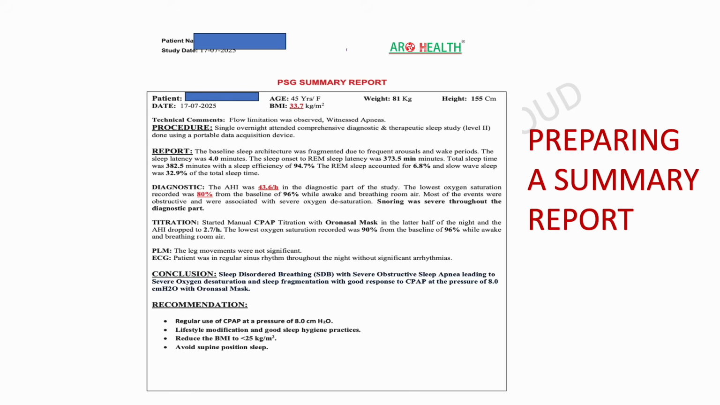We're giving the PLM, we're giving the ECG, even if it was normal, and concluding with the final diagnosis, where we're mentioning that this patient had sleep disordered breathing, what was the severity of the OSA, what was the severity of desaturation, how he responded to the PAP therapy, what was the pressure, what was the mask, and it must end with a recommendation. Like in a diagnostic study, we would end up recommending a titration study.